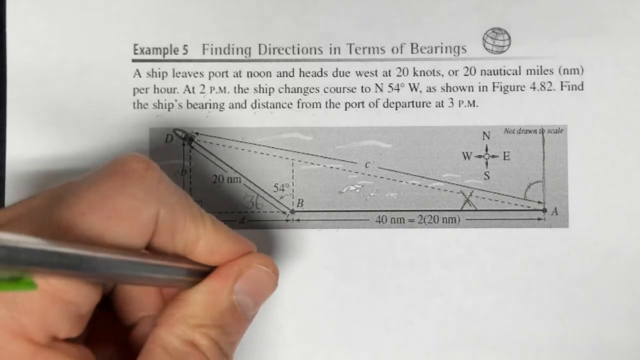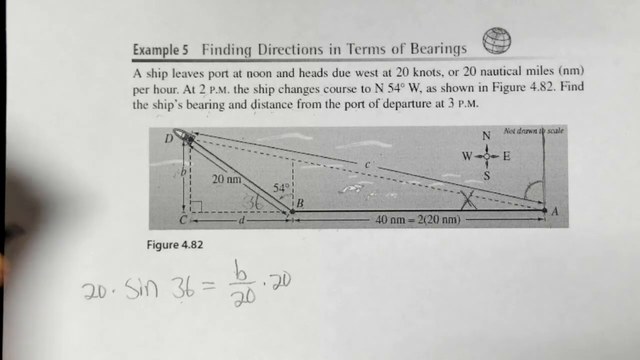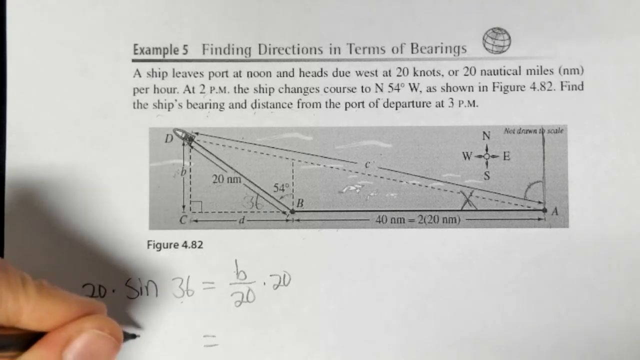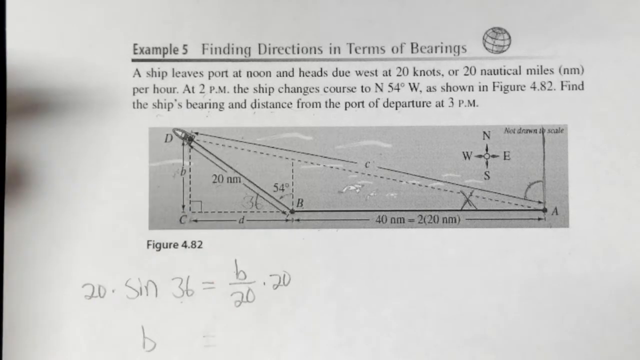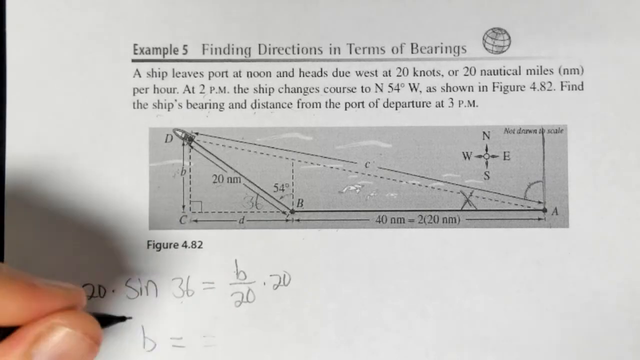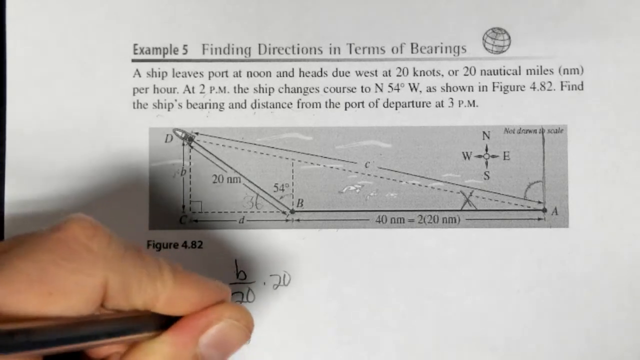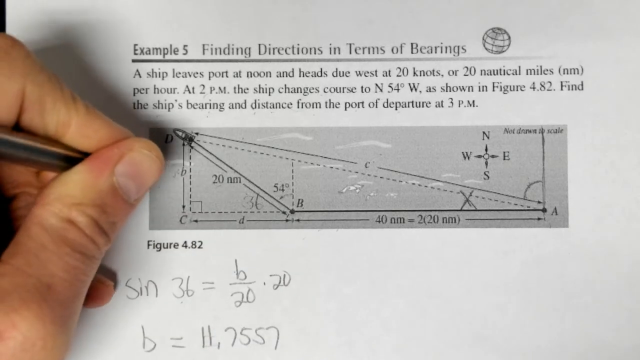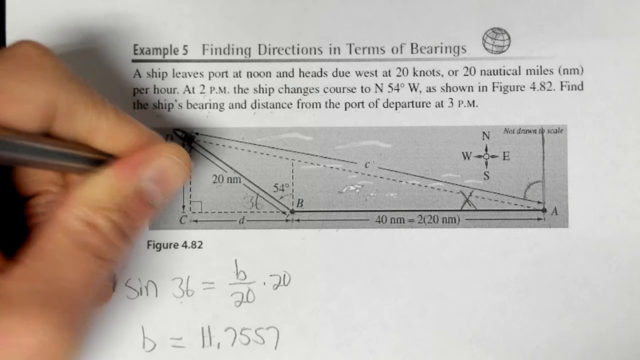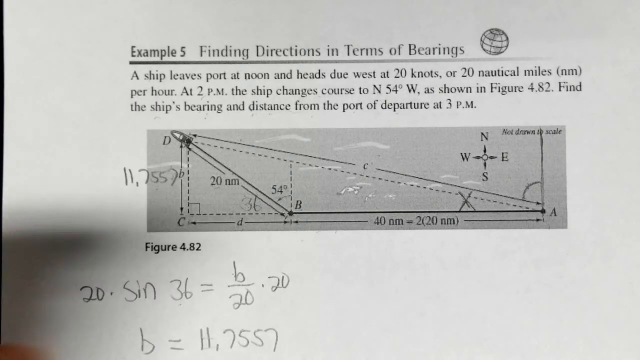To finish this, I'm going to multiply by 20. And so here, we're going to have B is equal to, we can put that directly into our calculator, and you would find that that's 11.7557. Now I'm taking that out to 4 decimal places right now because we have a multi-step problem.